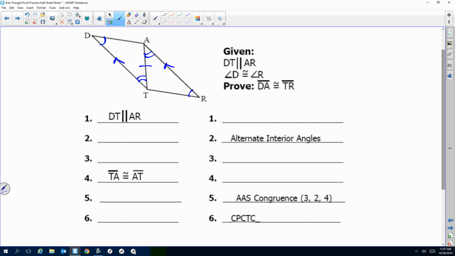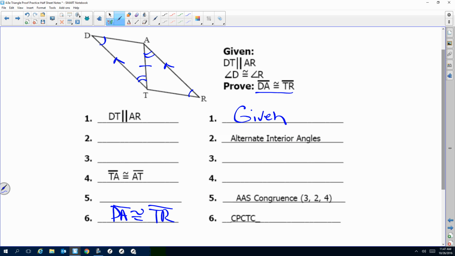Now we're going to take our marking and see if we can fill it in correctly. Now, let's just recap. Our first step should be a given, right? That's right. What's our last one? Well, we prove. So if we come down to step 6, which is our last step, that should be what we have. So DA is congruent to TR. Go ahead and get your first and last done, because then now we can just fill in the holes.